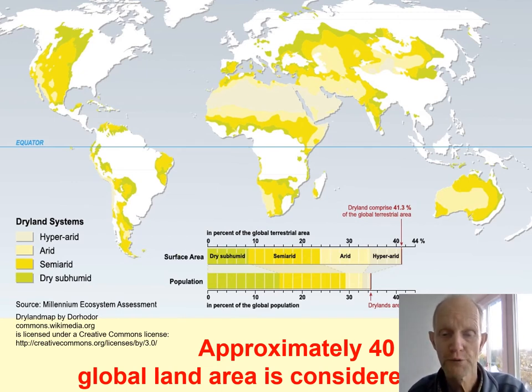All right, so approximately 40% of the global land area is considered dry land. So there is a big margin of improvement, and many more areas can become fertile and productive and very green, restoring the water and balancing climate. We know how it can be done. It's efficient. It's enormously cost efficient.